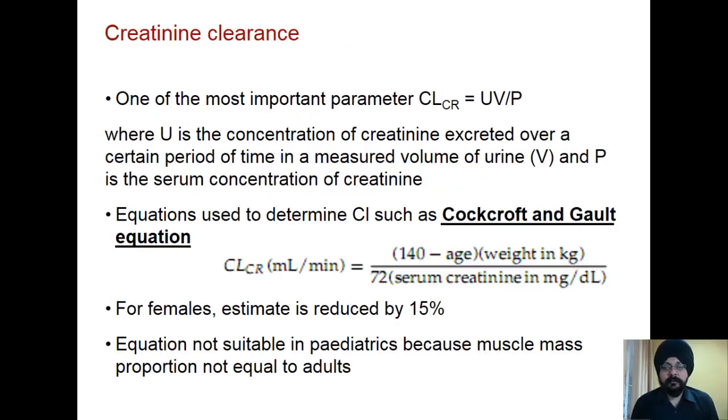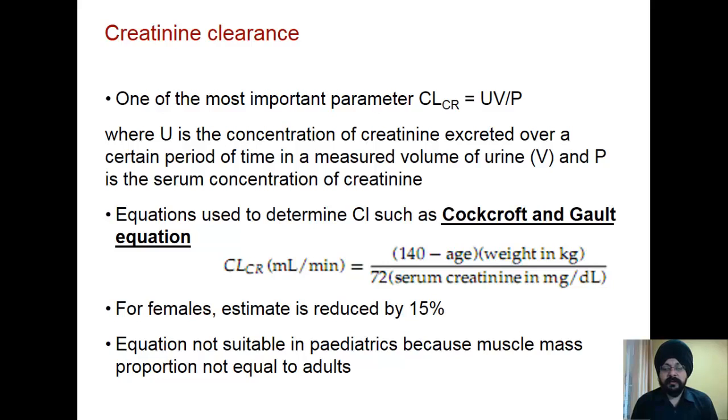It is one of the most important parameters in drug therapy decisions and is given by the formula UV divided by P, where U is the concentration of creatinine over a certain period of time in a measured volume of urine V, and P is the serum concentration of creatinine. And creatinine clearance can be determined using the Cockcroft and Gault equation.